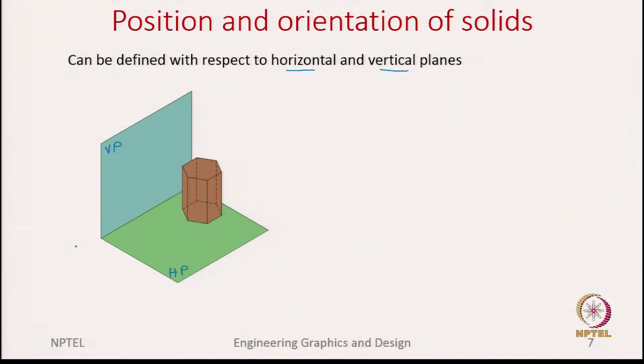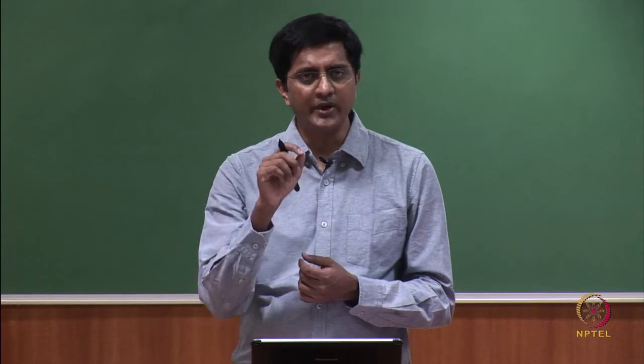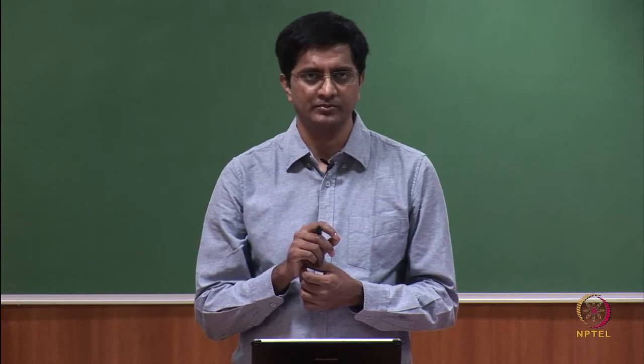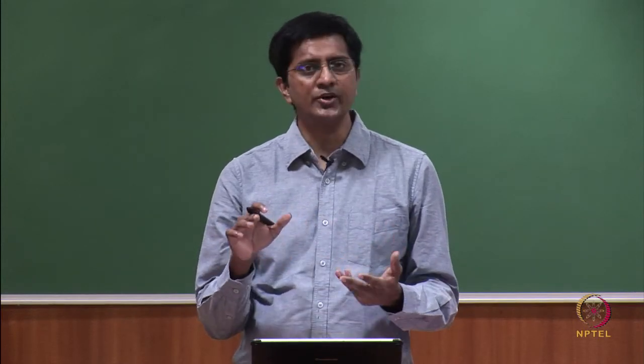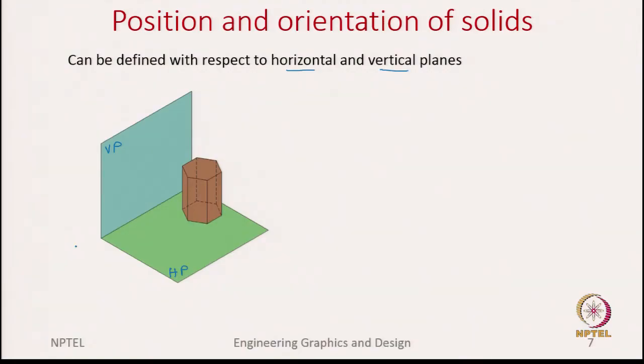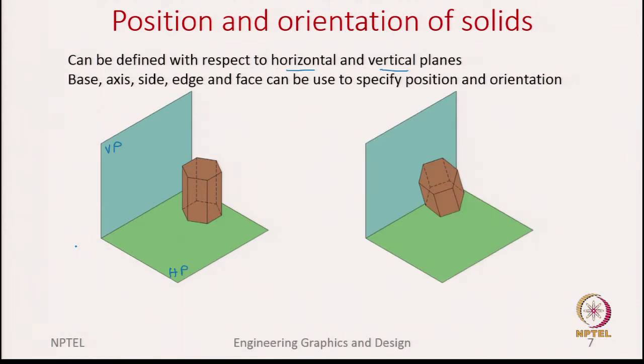I call it simple because if you notice the axis of this hexagon, it is perpendicular to the horizontal plane and parallel to the vertical plane. But the object need not always be perfectly oriented. Sometimes it might be in an inclined orientation, like this. Here you can see, if you focus on the axis of the hexagon in the second figure, that axis is inclined both with the horizontal plane as well as the vertical plane.